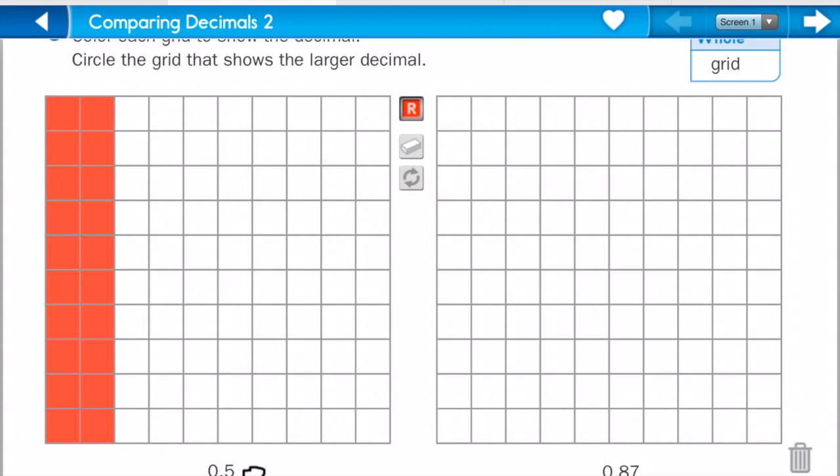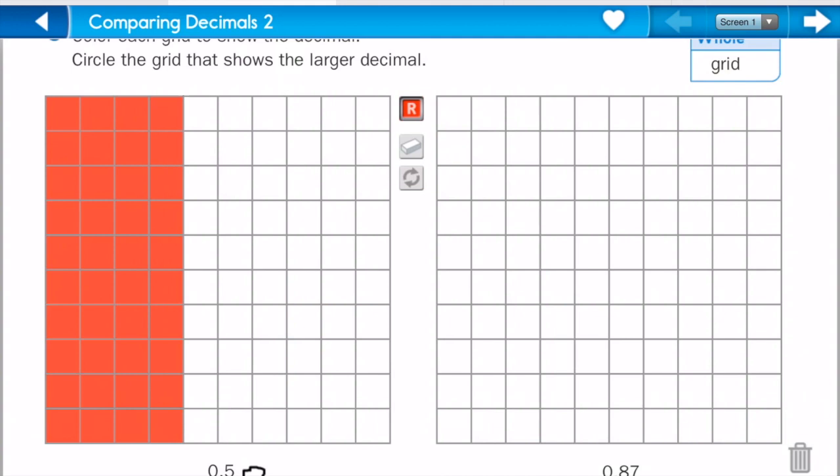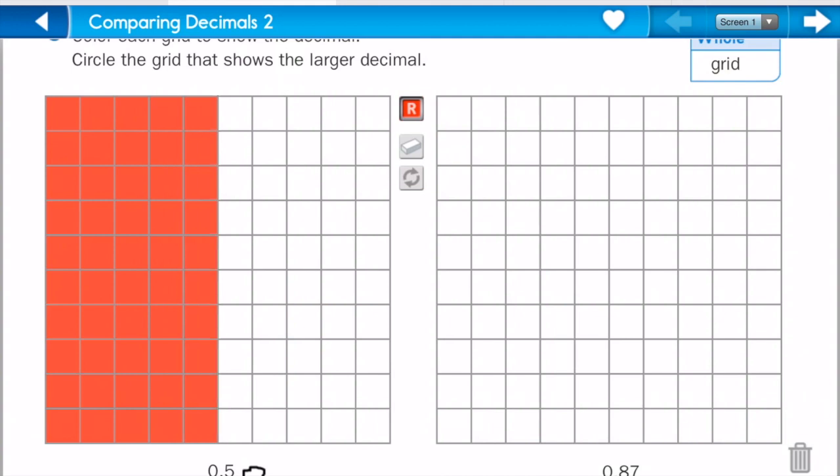Here's 2 rows. Here's 3 rows. 4 and 5 rows. So we know that there is 100 boxes total, and that would mean that half of the boxes are shaded. Now let's look over here.